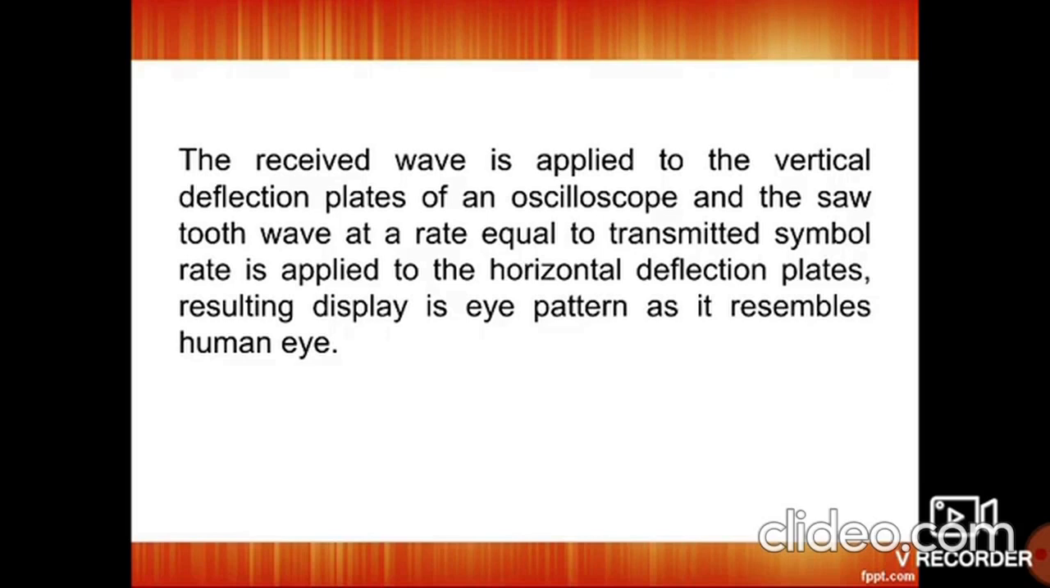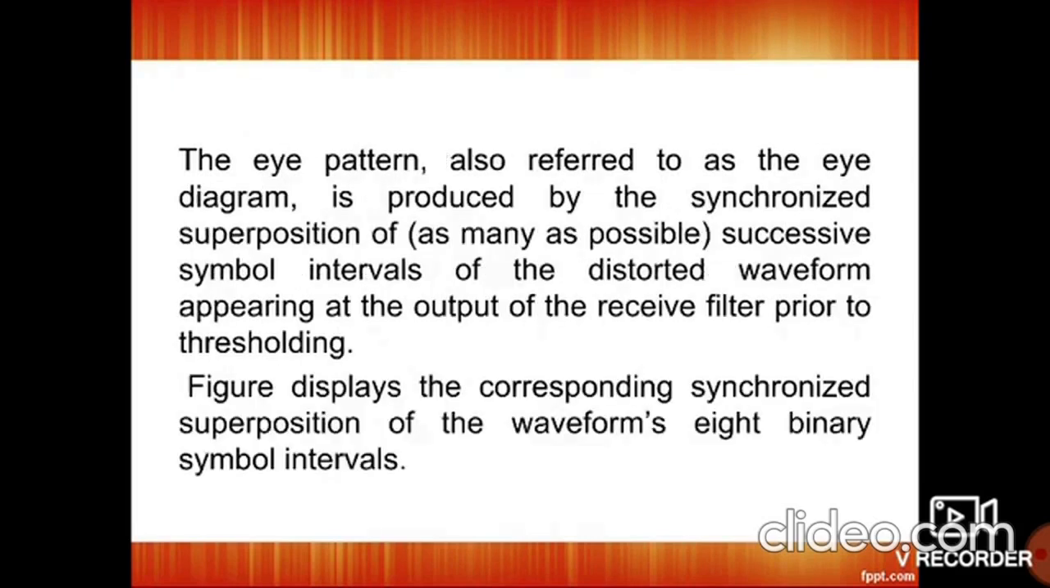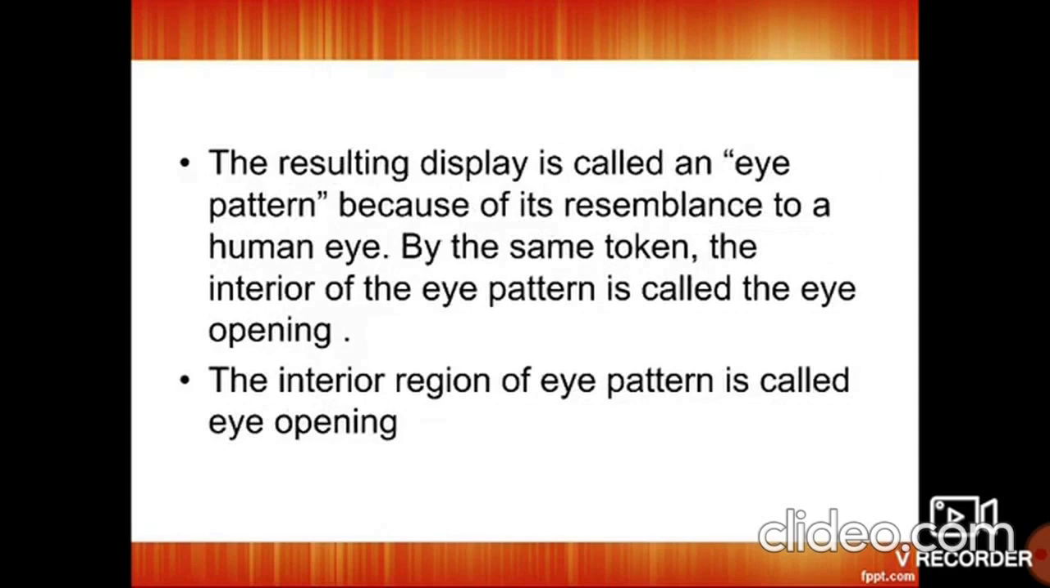The received waveform is applied to the vertical deflection plate of an oscilloscope, and a sawtooth waveform at a rate equal to the transmitted symbol rate. So the eye pattern is also referred to as the eye diagram, and it is produced by the synchronized superposition of successive symbol intervals. The resulting display is called an eye pattern because of its resemblance to the human eye.